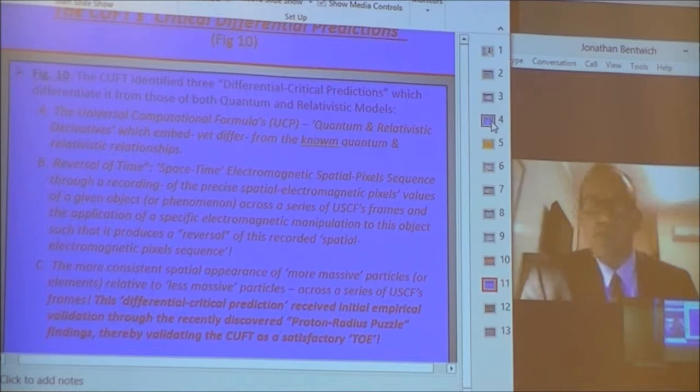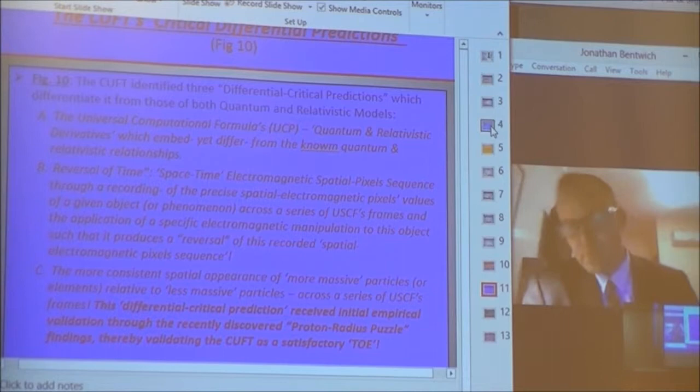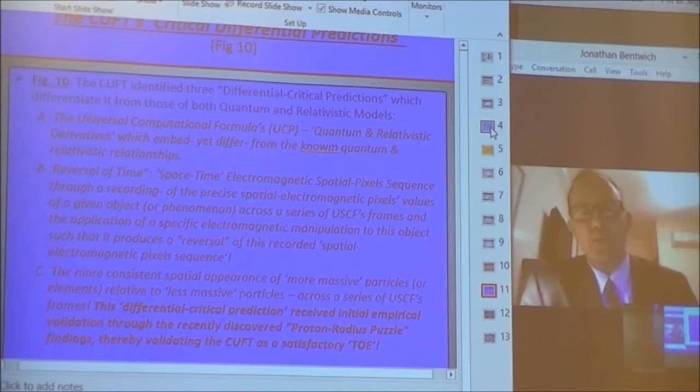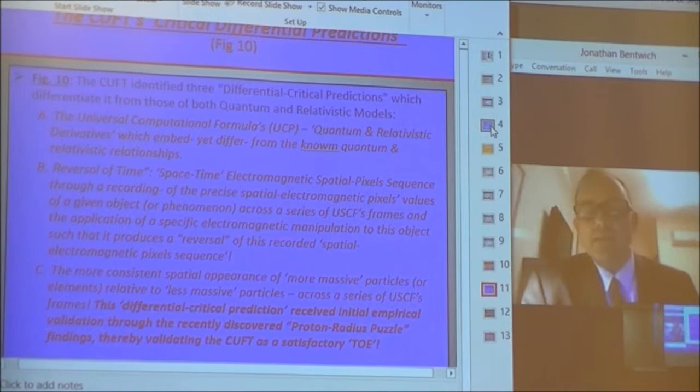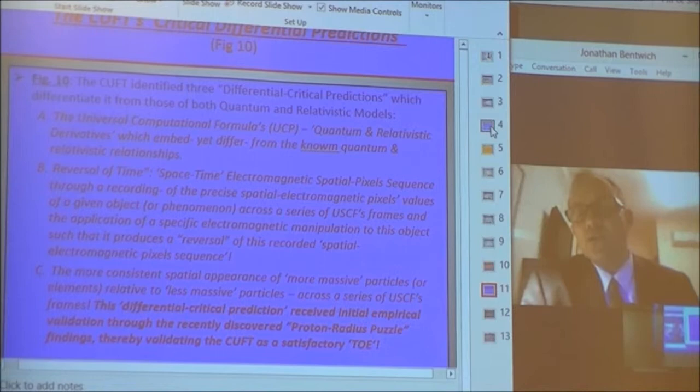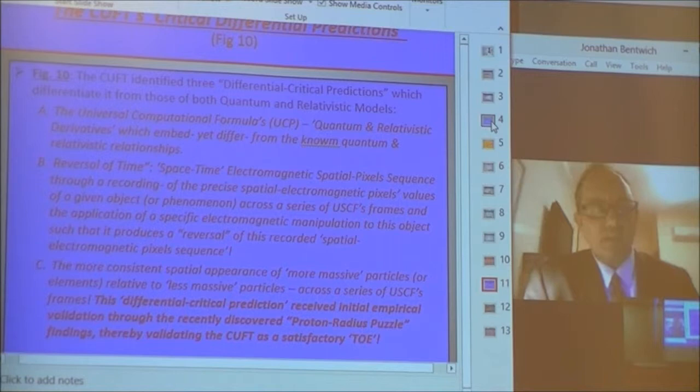One is almost identical with the findings discovered now with the proton radius problem. These findings essentially said that if you measure a muon particle, for example, which is heavier than the electron, we obtain a phenomenon in which the radius of the proton in which the muon is embedded is measured to be about 200 times smaller and 200 times more accurate than that of the proton encircled by the less massive electron. I believe this is a first confirmation, or very close confirmation, of this differential critical prediction.